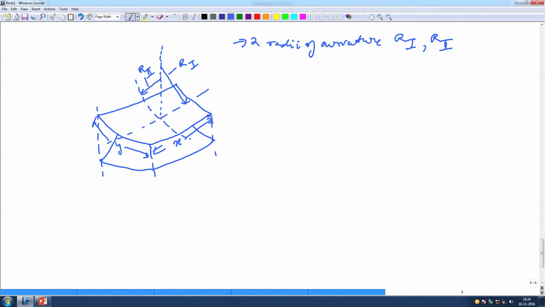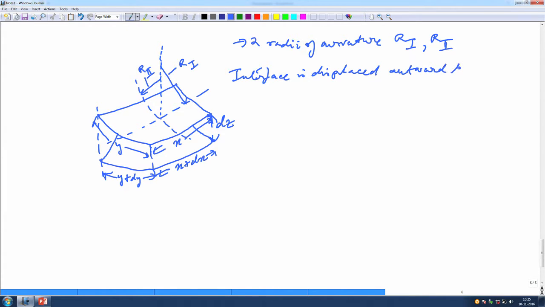Forgive the drawing. Okay. So, this now becomes x plus dx and this becomes y plus dy because of this small displacement. This is displaced by dz, right. Okay. So, that interface is changed. Okay. So, this interface is displaced outward by a small distance.